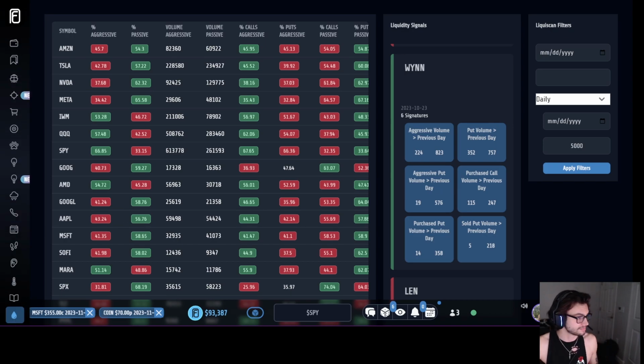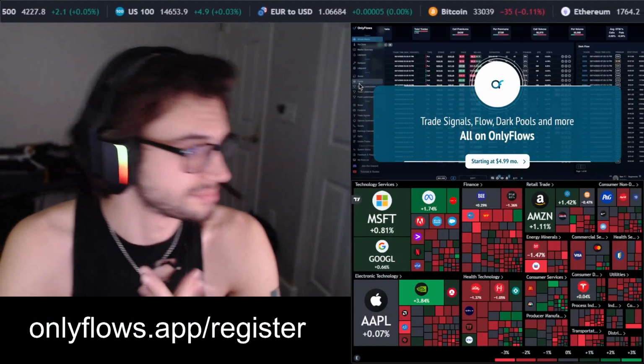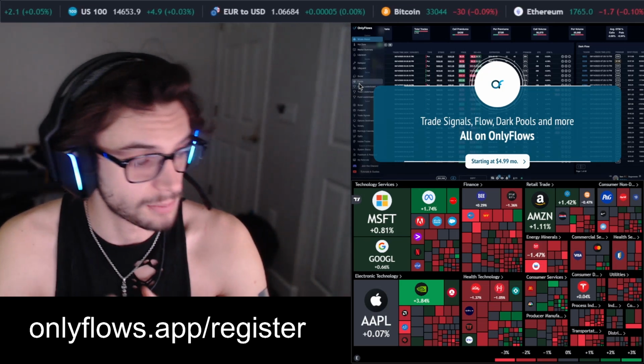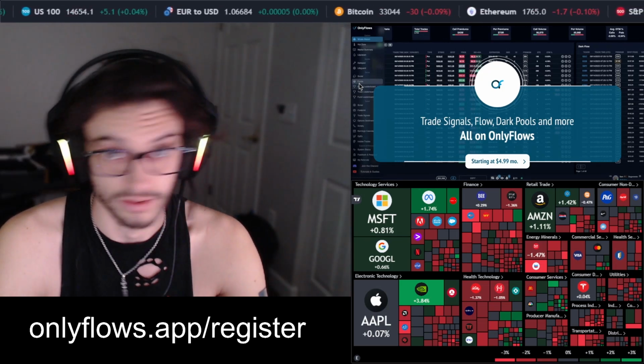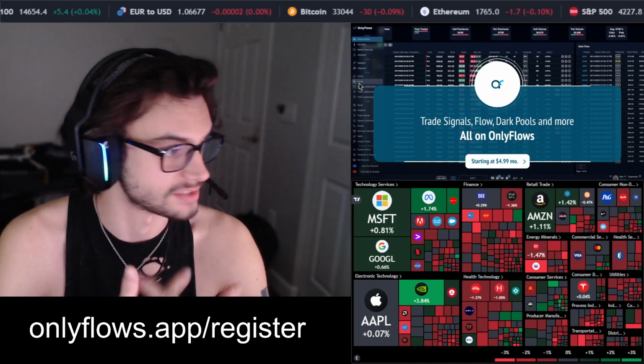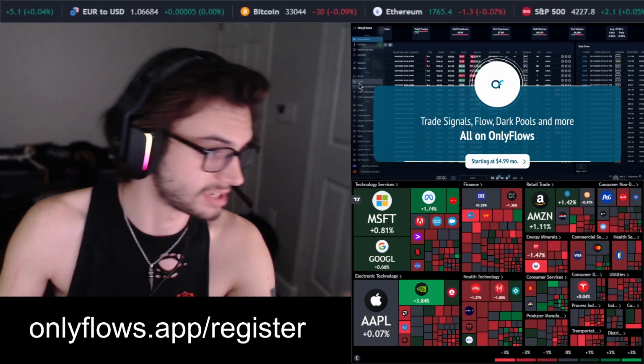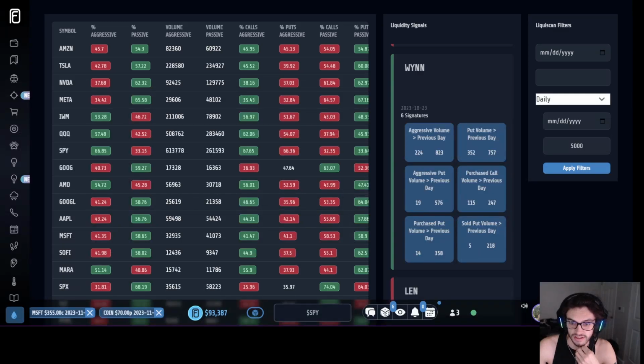Now this might tell you, if it's aggressive puts and it's looking to be bullish, it probably means that a lot of puts were being sold, right? Puts were being moved actively instead of just passively sitting in the order book and being executed at the midpoint. We can also see that the purchased call volume was greater than the previous day, almost 100% higher. The purchased put volume increased significantly. That's a 20x increase, it looks like, from 14 to 358. And the sold put volume, even more aggressive in terms of percentages, from 5 puts being sold to 218.